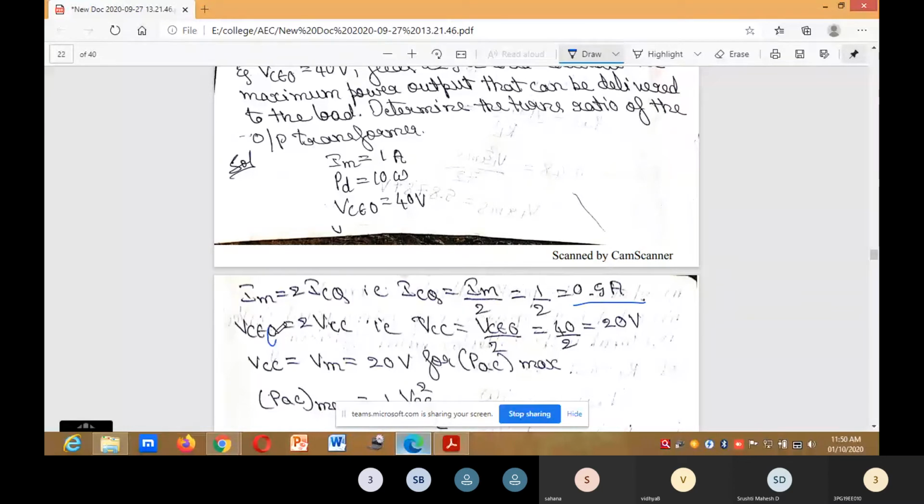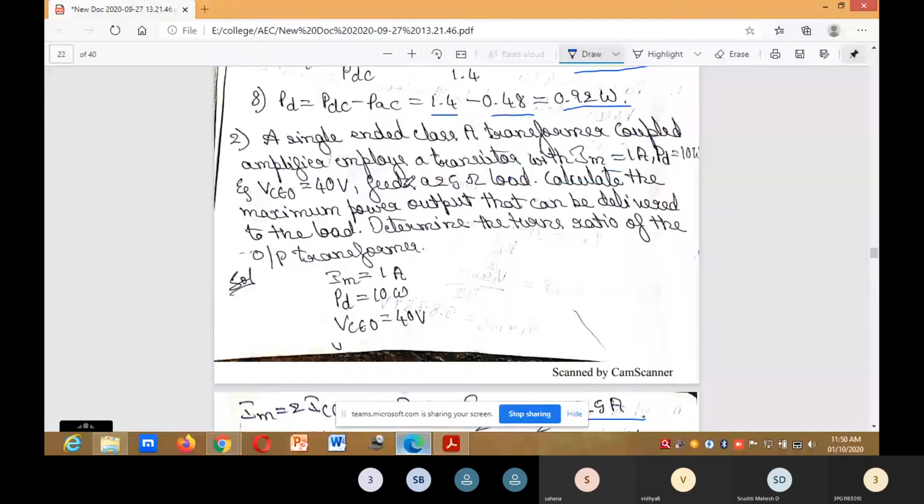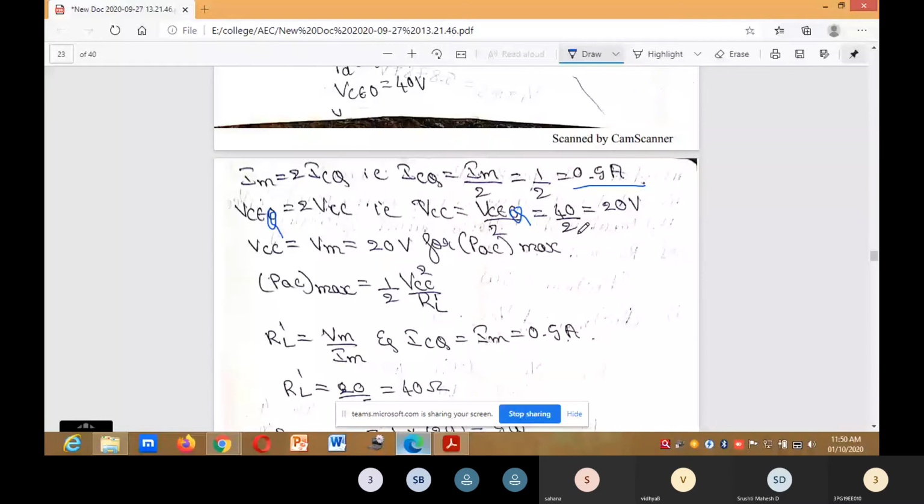VCEQ is equal to 2 times VCC. VCC is equal to VCEQ divided by 2. They have given that VCEQ is equal to 40 volts. Okay, 40 divided by 2, you will get 20 volts. VCC is 20 volts. VCC is equal to VM. So 20 volts for PAC maximum.